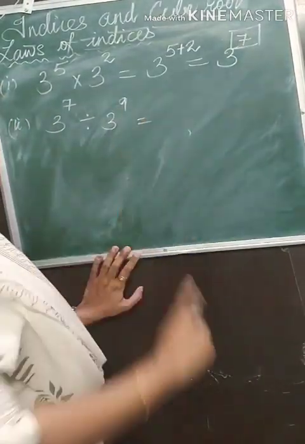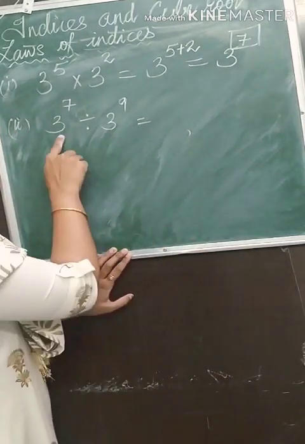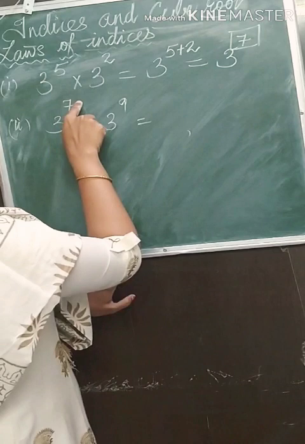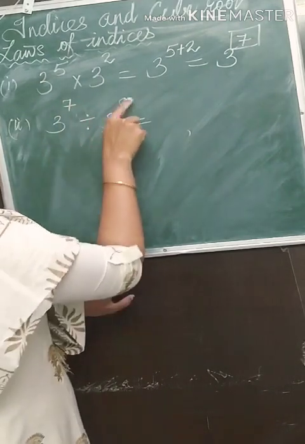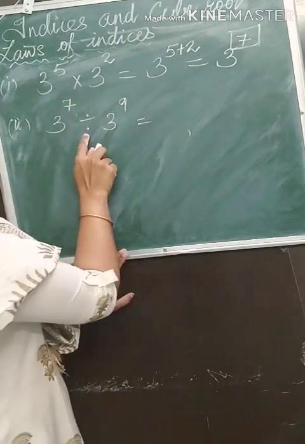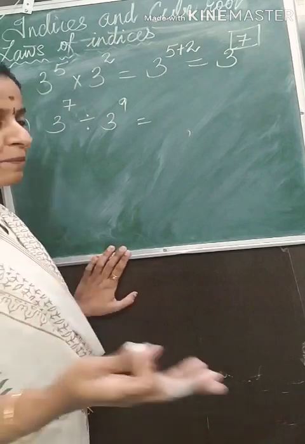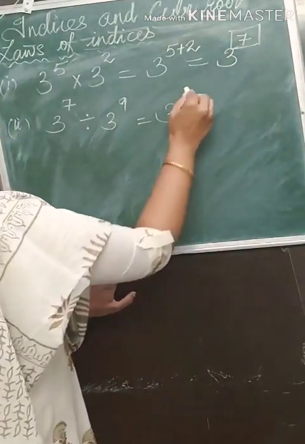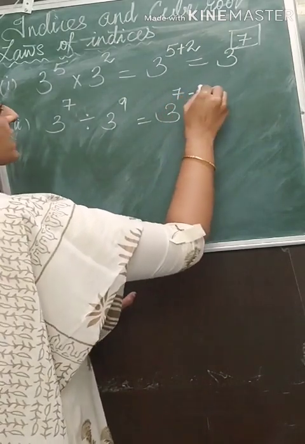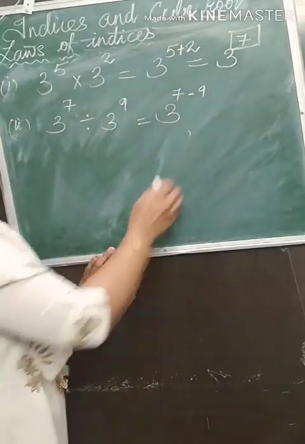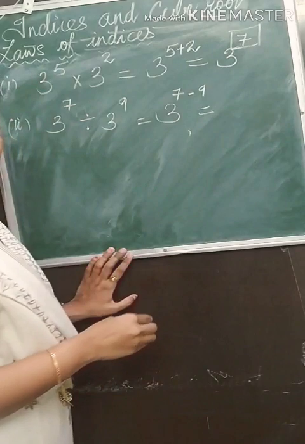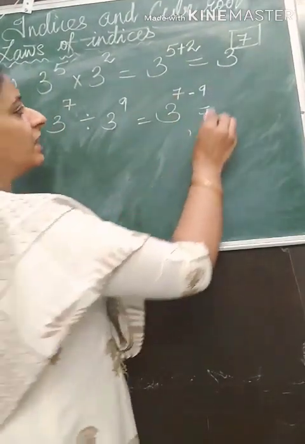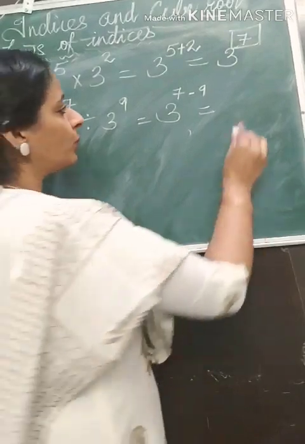So you used it here. Now see the second sum. Both the bases are same. A raised to m divided by a raised to n. You have a division sign here. So for division you will subtract. Base you will write same, 3. First index 7 minus second index 9. How much is 7 minus 9? 7 minus 9 you can't do. So you will do 9 minus 7.